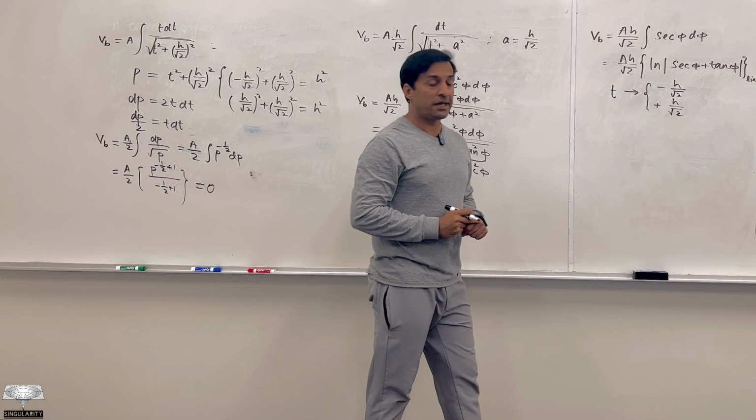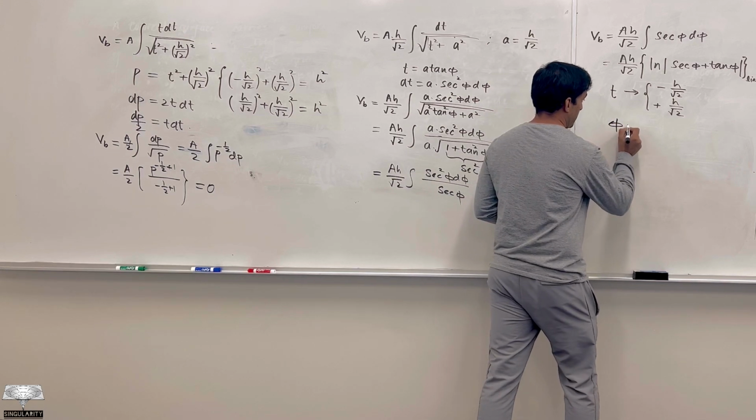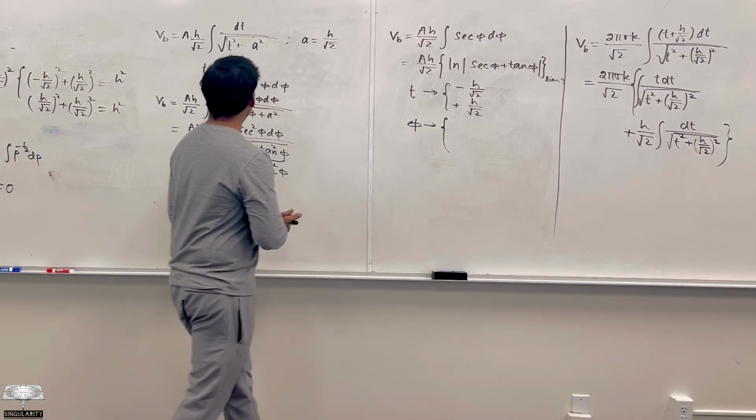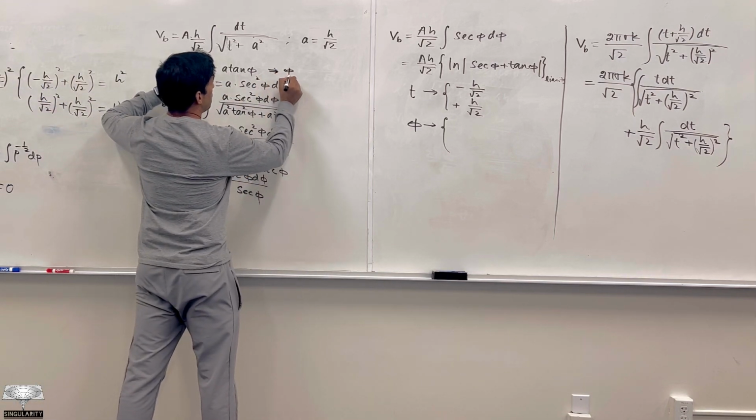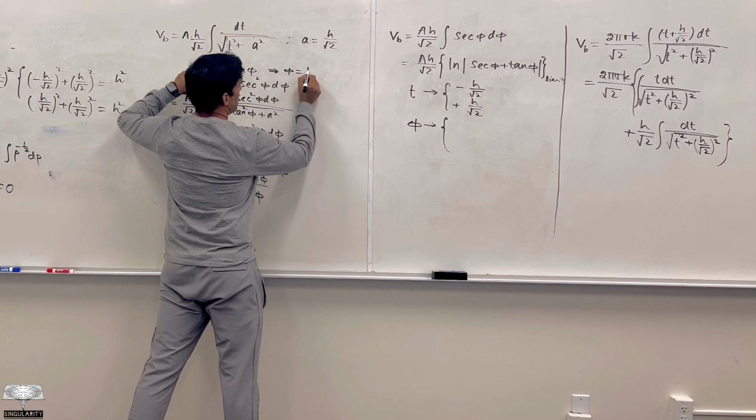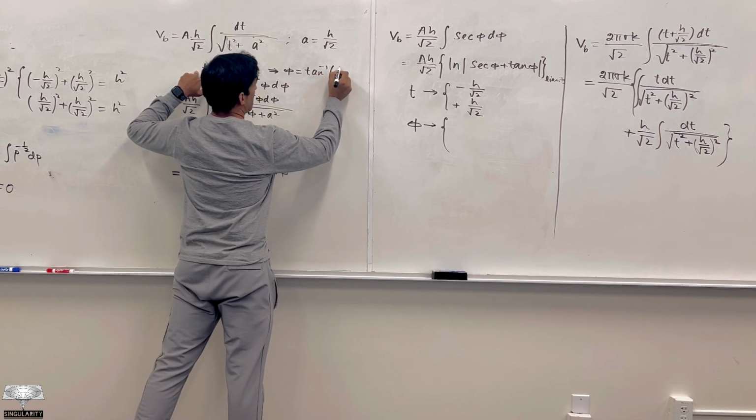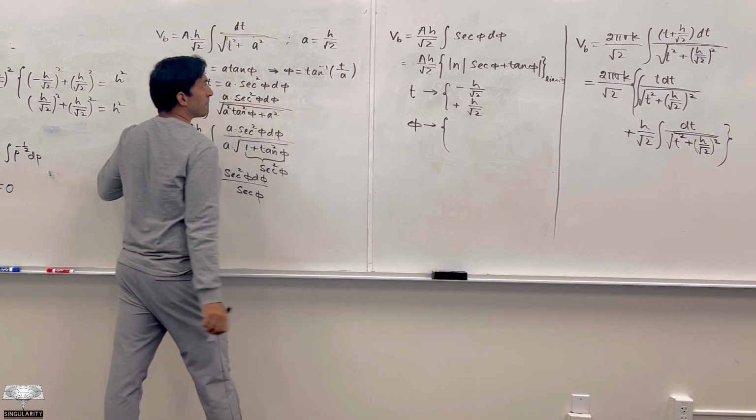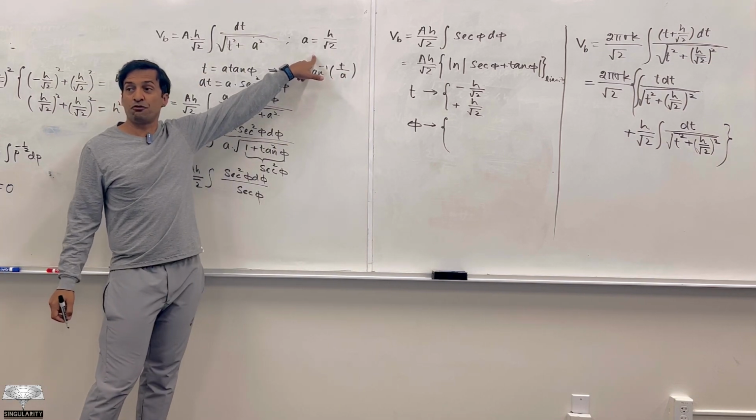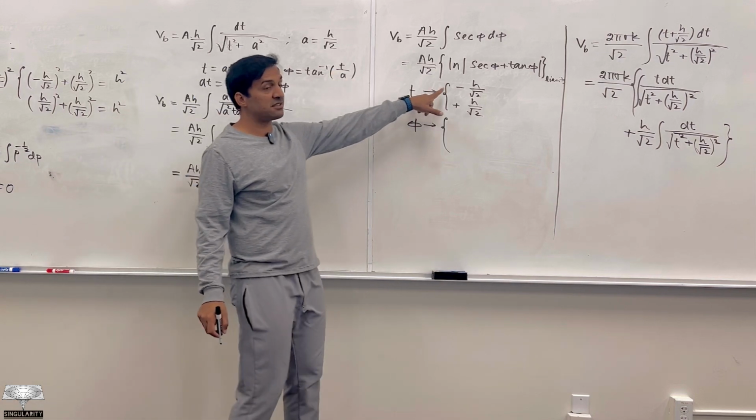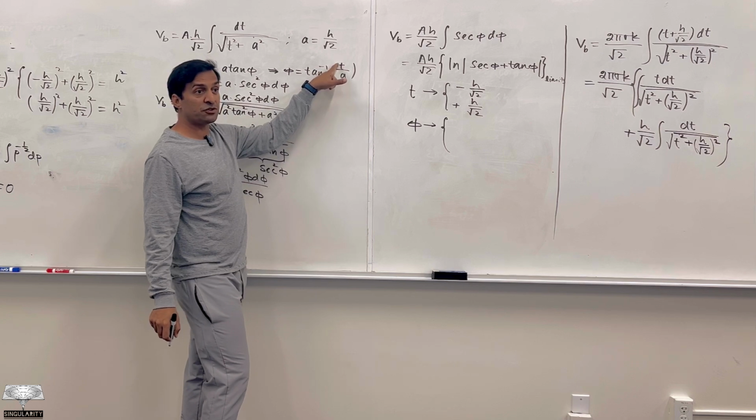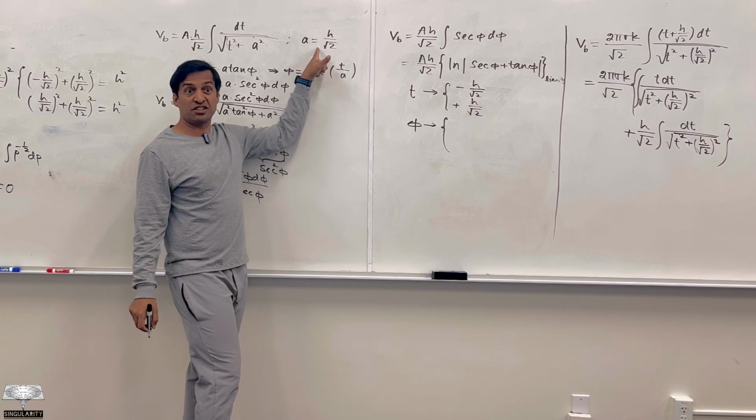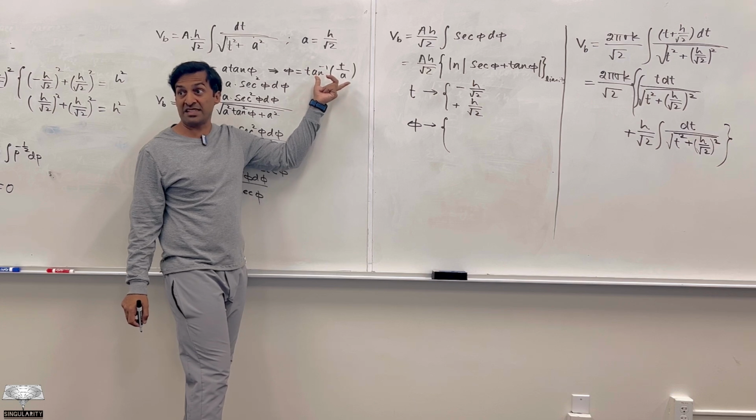Okay. And now I need to calculate the limits of phi. Where did I substitute t for phi? Here. So from this equation, phi turns out to be tan inverse t divided by a, and this is a. So for the lower limit, when t is minus h by square root 2, this will become minus h divided by square root 2 divided by this a, which is also h divided by square root 2. So this becomes tan inverse minus 1. Good?